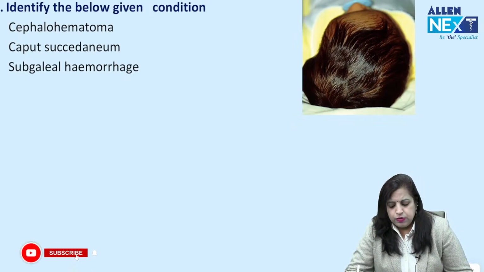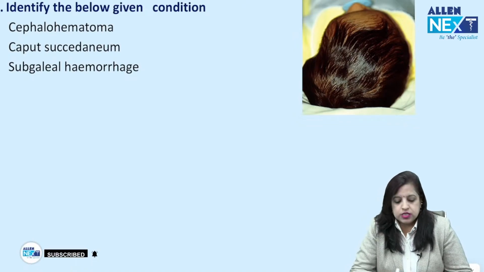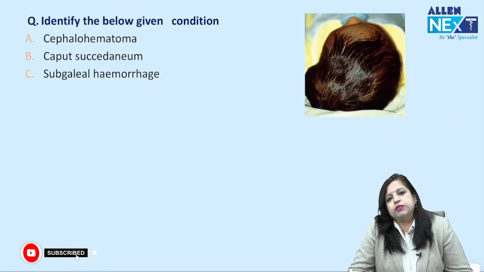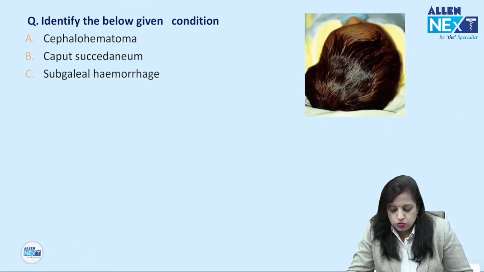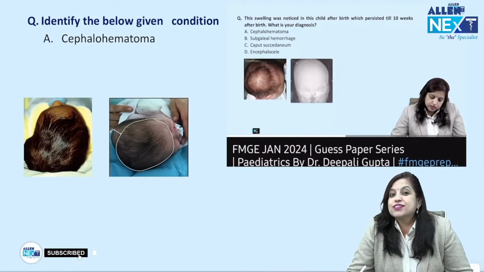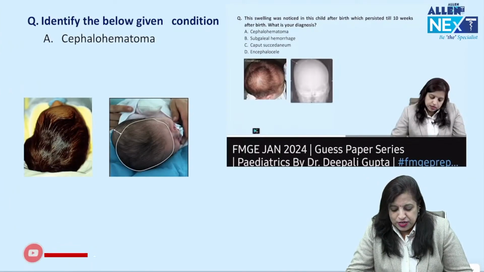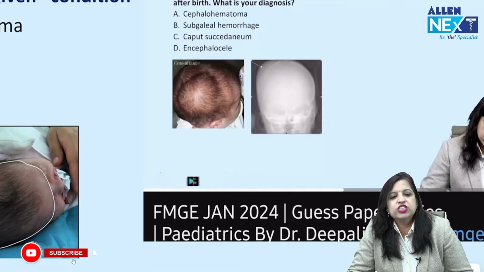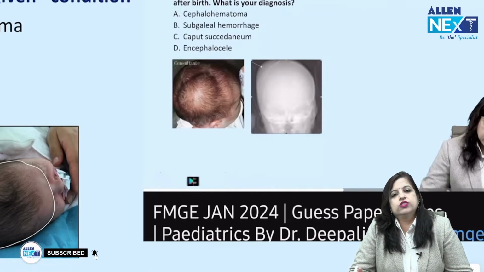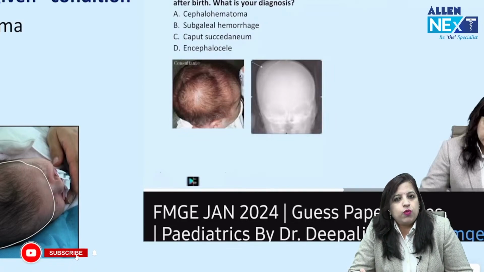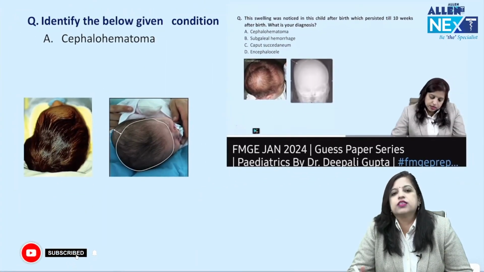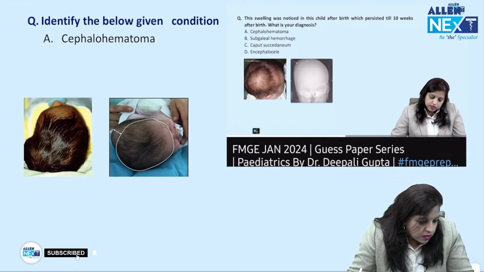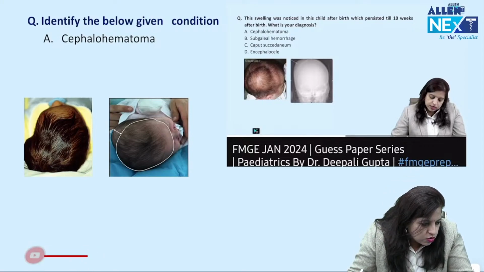So what was the question? Identify the below given condition. So this is cephalhematoma. Of course, the other options could be caput succedaneum and subgaleal hemorrhage, because they are the close differential diagnoses over here. And luckily we had discussed this question also in the Guess the Paper series, and here you can see that I had given you the image of the hematoma, both the radiological image and the actual image. And we had discussed that cephalhematoma is a swelling which is there on one bone. It is a swelling because of the collection of blood in the subperiosteal region. The bridging veins which are there in the subperiosteal region rupture, and that is why the collection of blood is seen, right? So this is it.